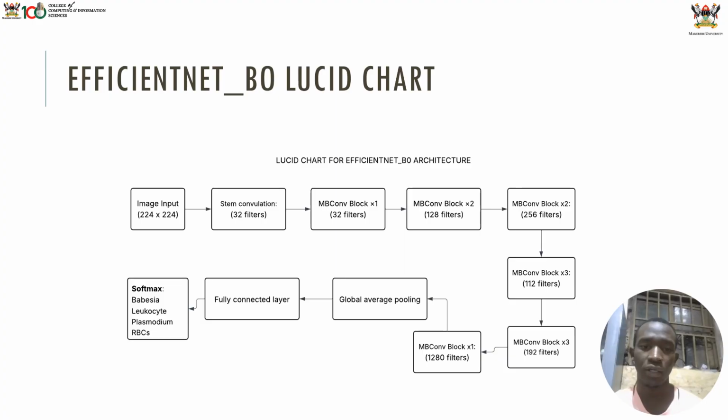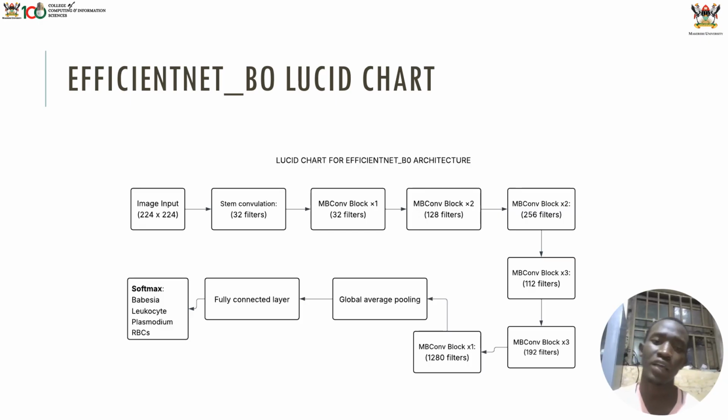This is the EfficientNet-B0 chart. Initially, as usual, we have first our image, then you go to the stem convolution, where you start with our 32 filters to detect basic features like edges and texture.